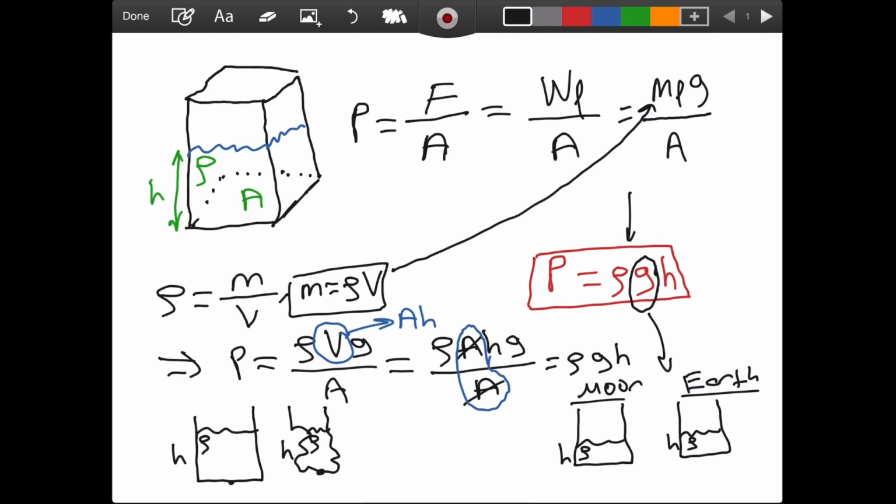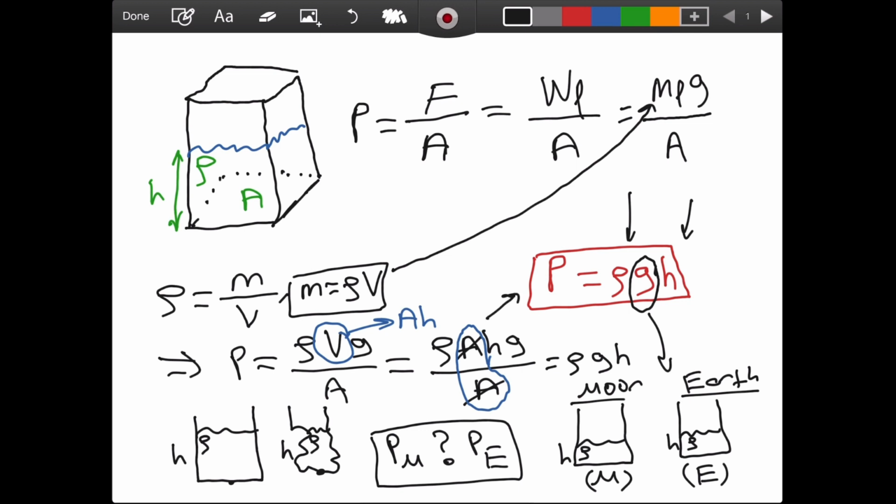So what I want you to do after this video, or at least think about, is which container, let's call it container M for Moon and container E for Earth, would have a higher pressure, or equal, you could say. So how does pressure M and pressure E compare to each other? This is what I want you guys to think about. You can use this formula and you can refer to the magnitudes of the gravitational field strengths on the Moon and on Earth.